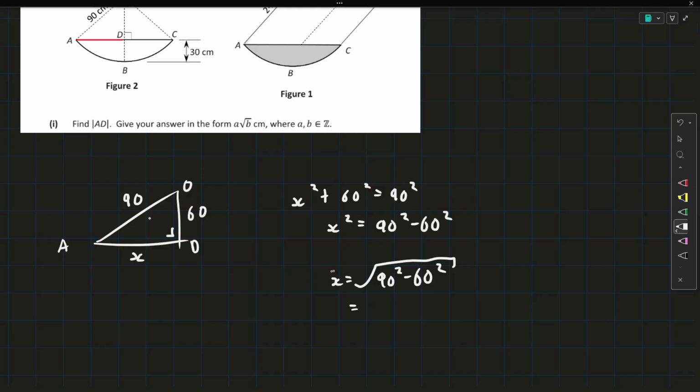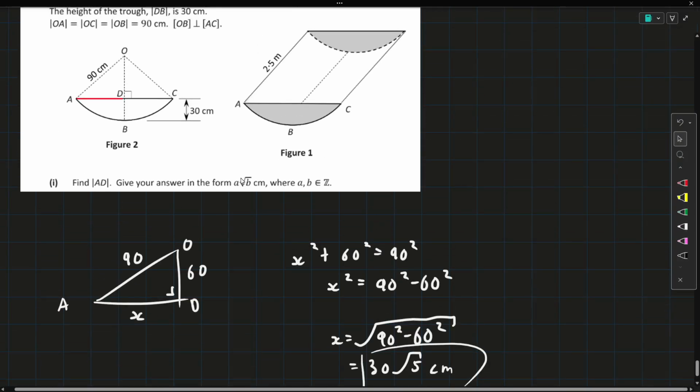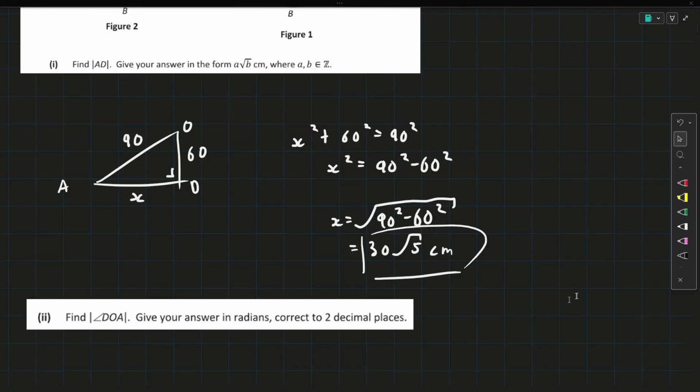So X will be equal to the square root of 90 squared minus 60 squared. You can just put that into your calculator, and what you should end up getting is 30 root 5 centimeters. Don't forget the unit. And that's in the form that they wanted. They wanted a number times the square root of a number, and they're whole numbers, integers, and that's exactly what we have. Then we have to find the angle DOA in radians.